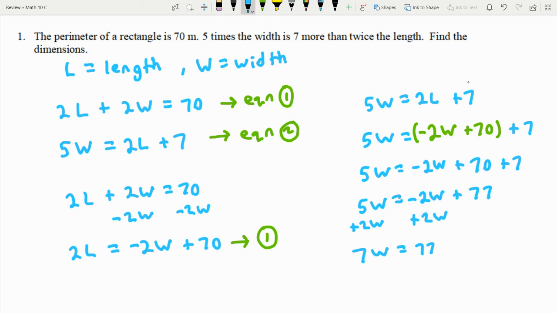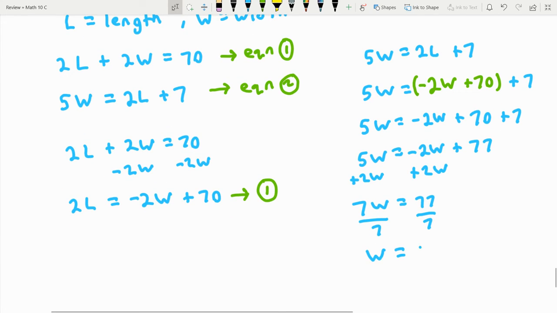Now from here, I would try to isolate for w. To do that, I would have to get rid of my 7, so I would divide all of my terms by 7. Once I do that, 7 divided by 7 is 1, so I should have w on one side, and w equals 77 over 7. If you put that into your calculator or do some mental math, you'd find that the answer is 11. Okay, so I just found w. So now that's my width.